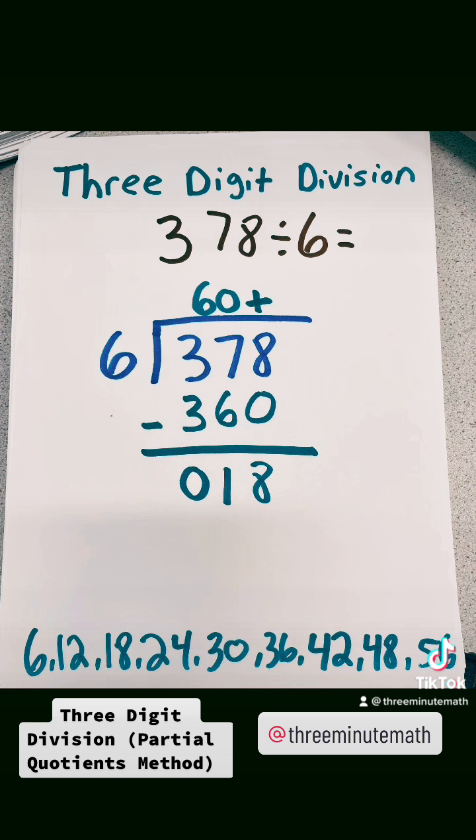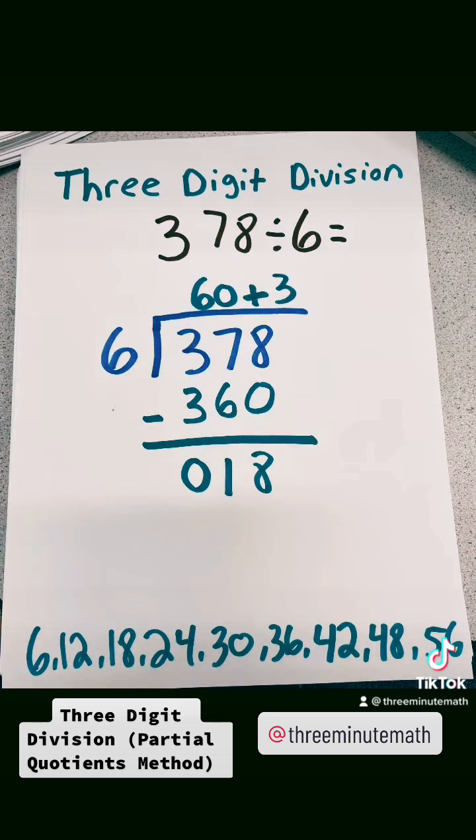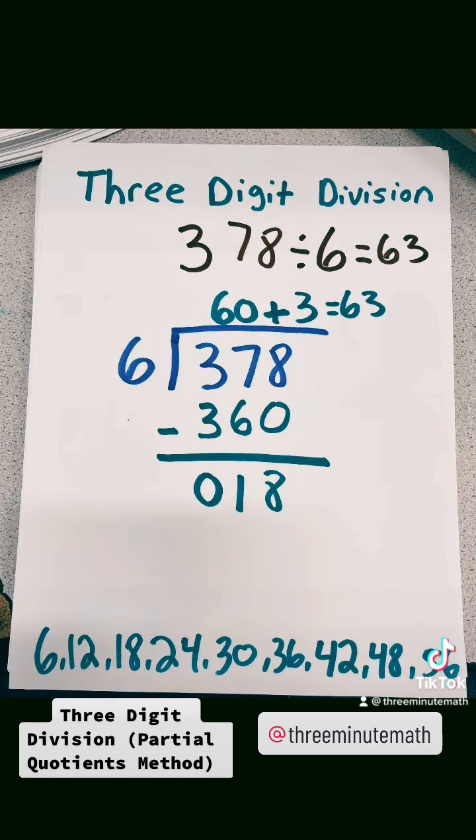I have 18 left, so the next question is, how many times does 6 go into 18? Well, again, I can look at my bottom there and see that 6 times 3 will give me 18, so 6 goes into 18 3 times. I write 3 at the top. To figure out my final answer, I need to put all my partial quotients together, 60 plus 3. Therefore, the final answer of 378 divided by 6 equals 63.